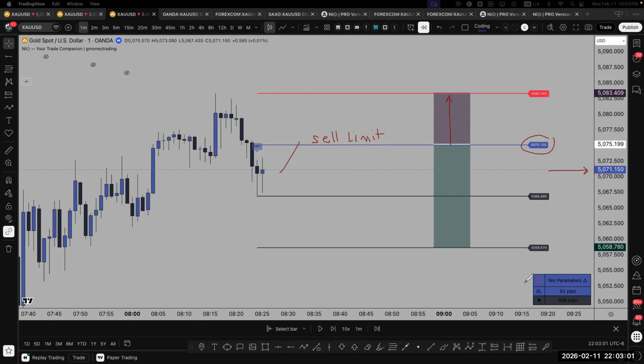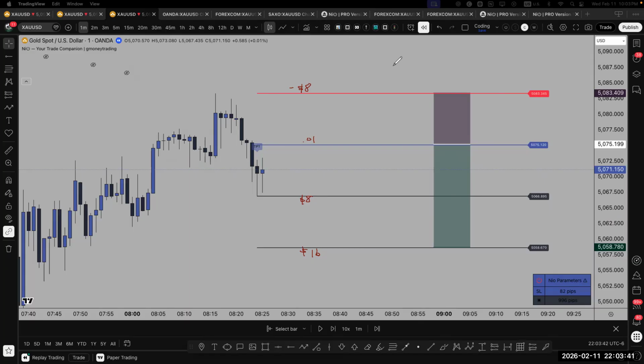Entry to stop loss, 82 pips. So what does that mean for us? If you put a 0.01, how much are we risking? $8. How much do you make at TP1? $8. How much at TP2? $16. Guys, don't laugh at these numbers. These are really important wins.